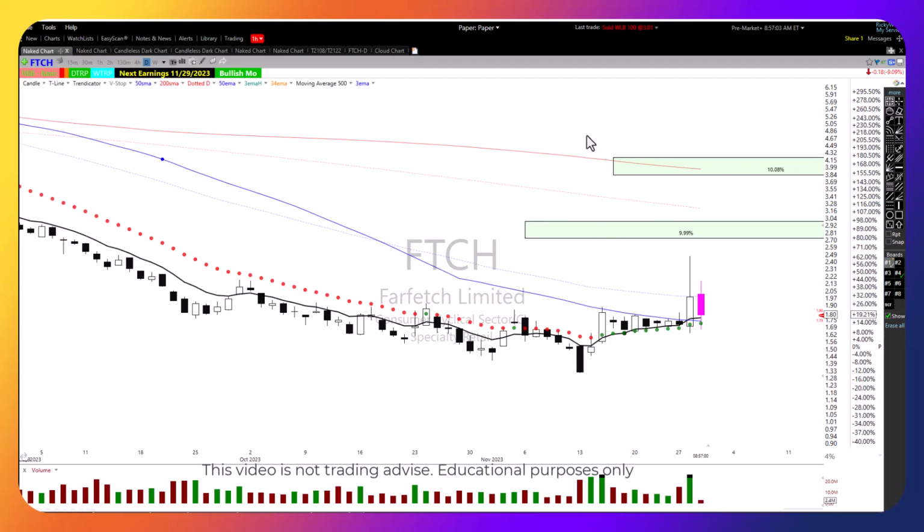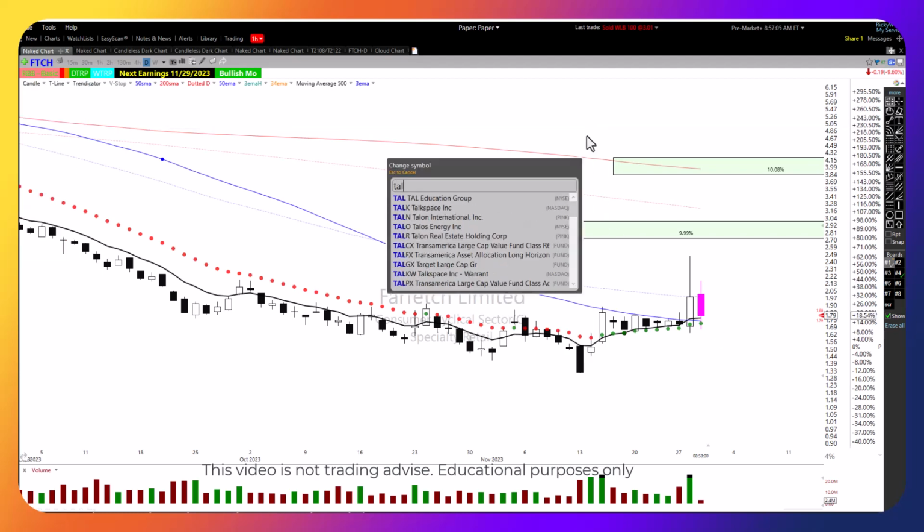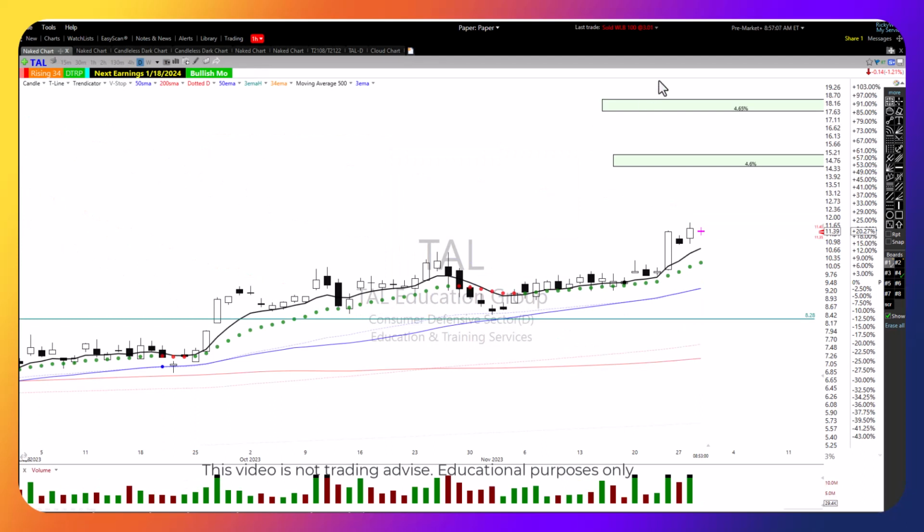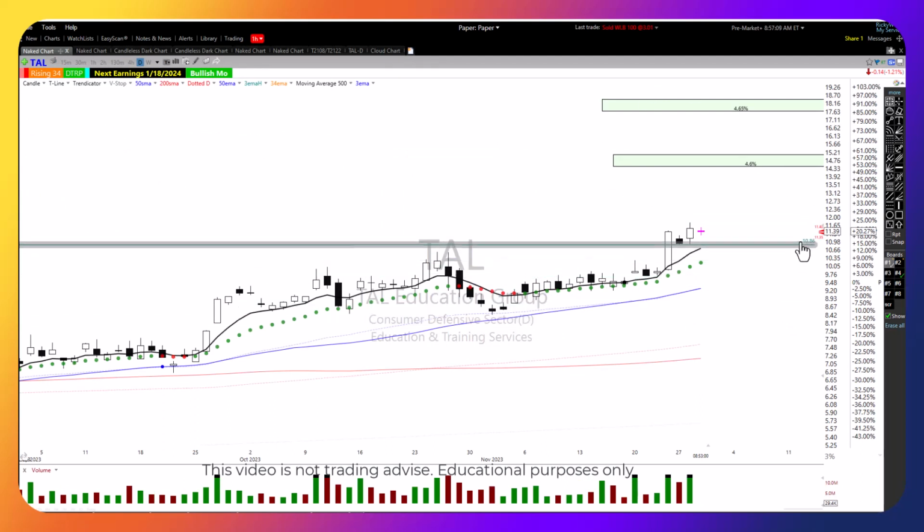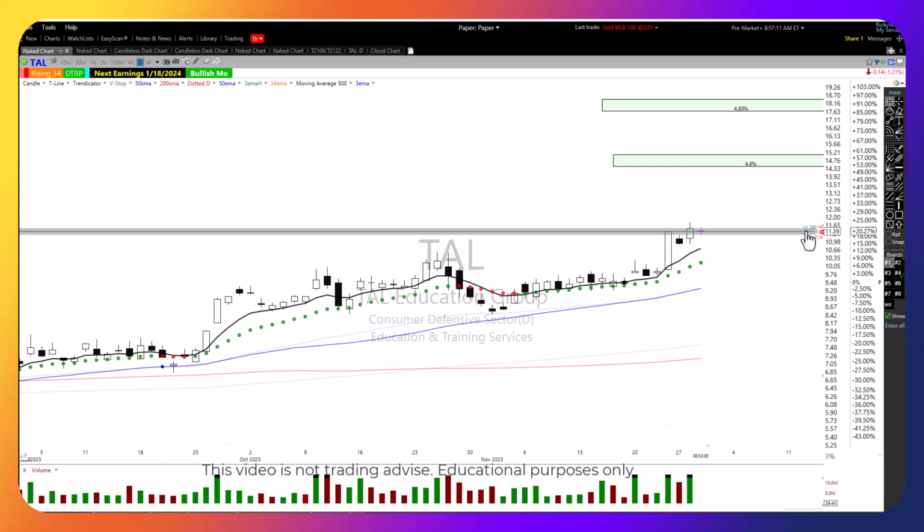The other one is going to be Tall. Tall had a great day here. Kind of what I'm looking for with Tall is one of two things. One, the scanner will alert me because I have it set up, breaking out right here. Or I want Tall to come back a little bit. That would be nice in there. So this is where I'm going to negotiate my price.